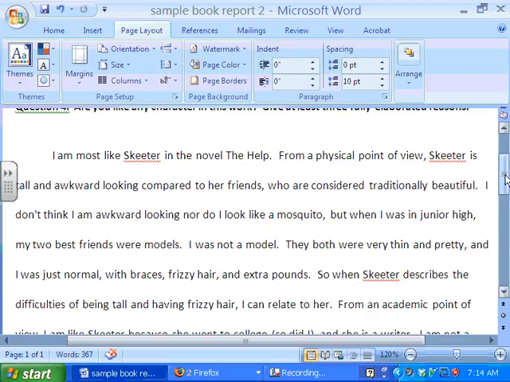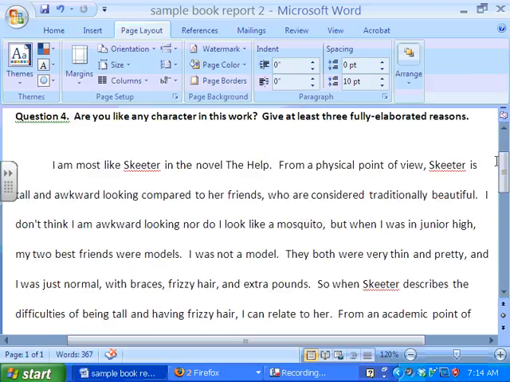So the first thing I had to do is decide which character I'm most like in the novel. Well, I thought, I'm not really like any of the characters in the novel, so I had to decide which character would fit best for me. I decided on Skeeter, so I then have to form a topic sentence: I am most like Skeeter in the novel The Help.